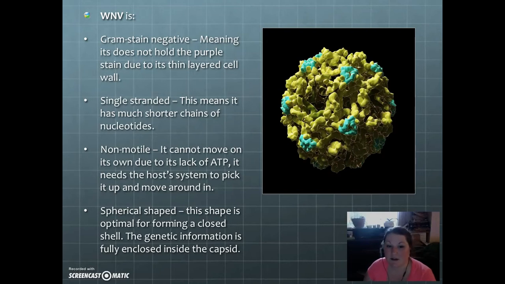It is single-stranded, so it has much shorter chains of nucleotides than other cells. It is non-motile. It does not have the ability to create ATP, and ATP is what makes things move, so it needs the host system to pick it up and move it. It's spherical shaped, and this shape is optimal for forming that closed shell that has the capsid underneath it, and inside the capsid is the DNA or the RNA genetic information.